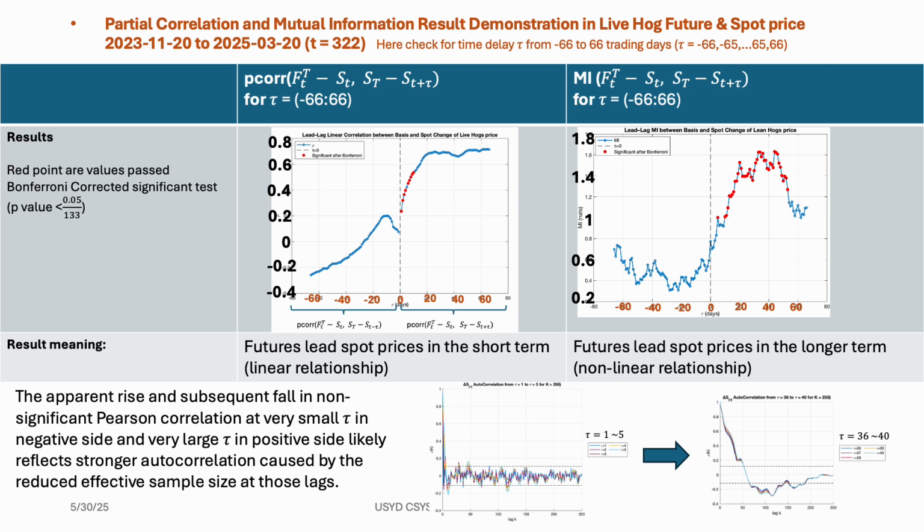Moreover, I observed the apparent rise and subsequent fall in non-significant Pearson correlation at very small tau on the negative side and very large tau on the positive side, likely reflecting stronger autocorrelation caused by the reduced effective sample size at those lags. Like the autocorrelation checked on the bottom right, we could say that as tau increases, the autocorrelation increases due to shorter data in the sample size.